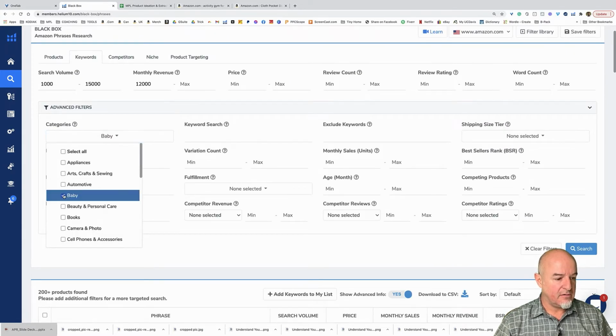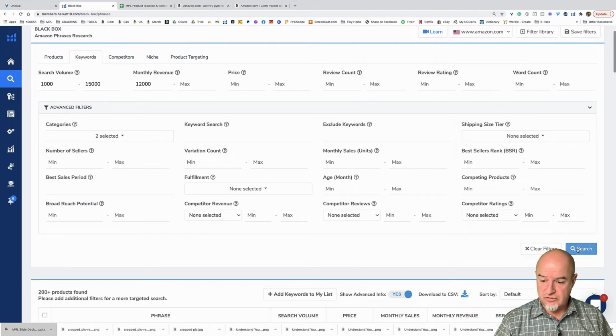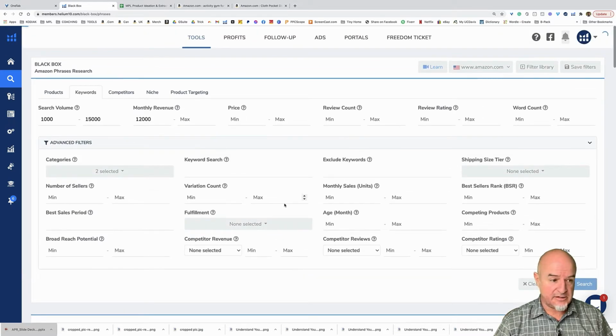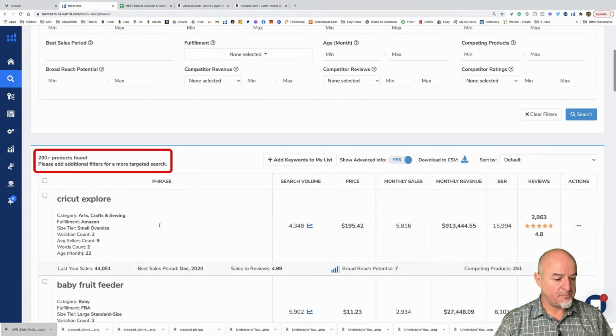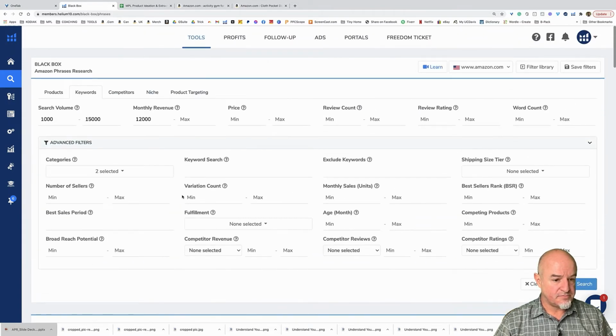Again, let's just say that we are interested in the baby category or the arts, crafts, and sewing category, which are two popular ones we've been looking at recently. And let's research that. Well, I left my search volume and my monthly revenue the same. We're still getting 200 plus products found, okay? So lots of opportunity there that meet these criteria. You know, what if we brought this down to 10,000?